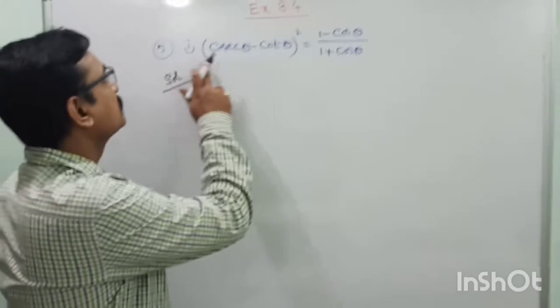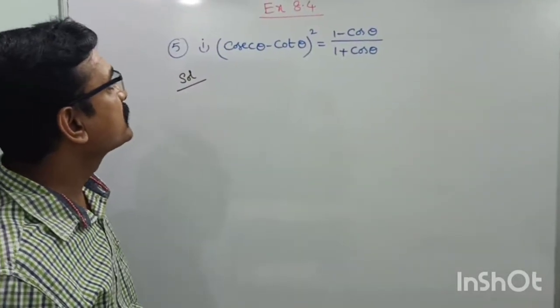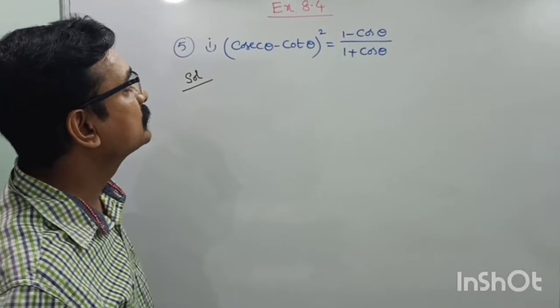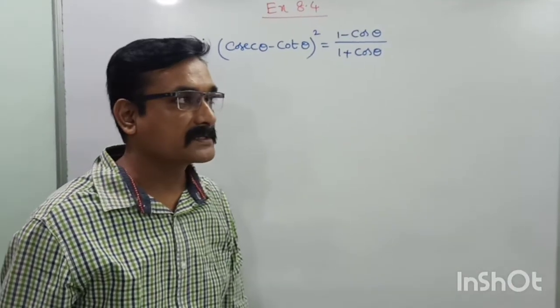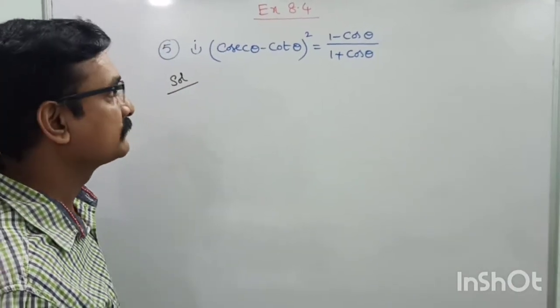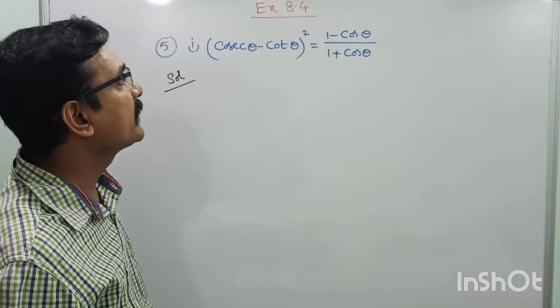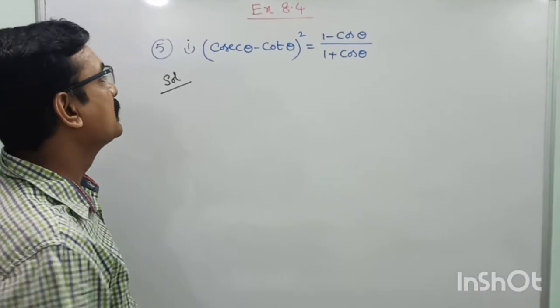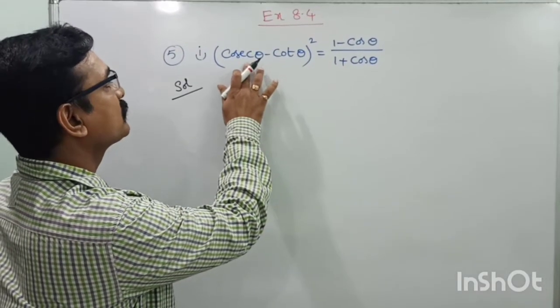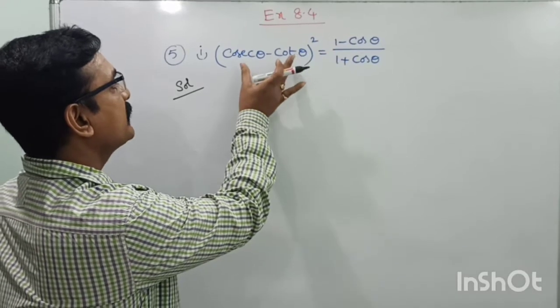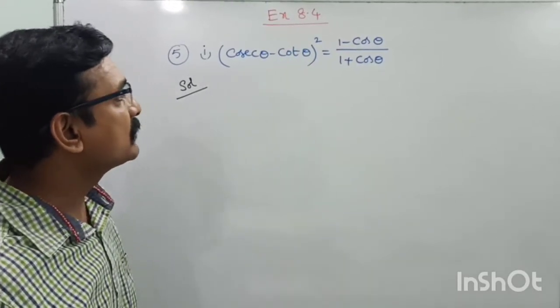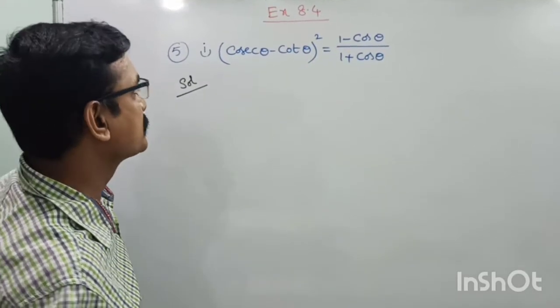In the first Roman, they have given us (cosecant theta minus cot theta) whole square equals to (1 minus cos theta) by (1 plus cos theta). This is the question we have to prove. On the right hand side, we have 1 minus cos theta by 1 plus cos theta. So left hand side, we are having cosecant and cot. That means we have to convert both the terms into cos terms.